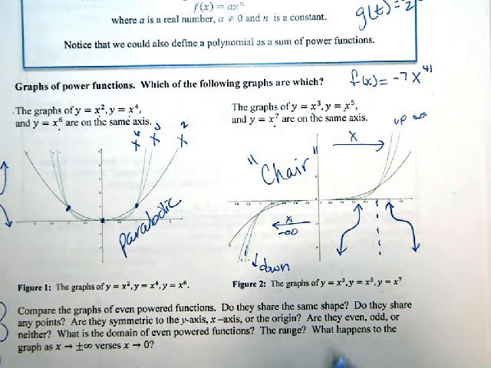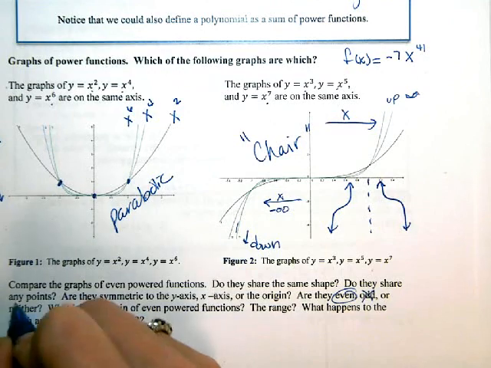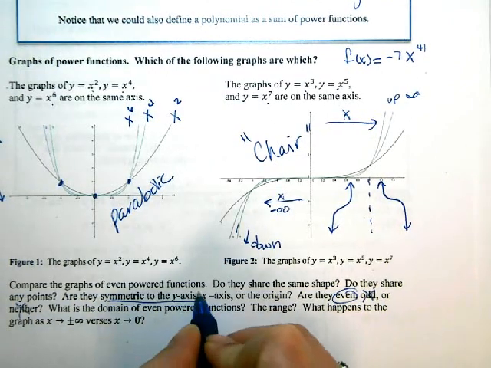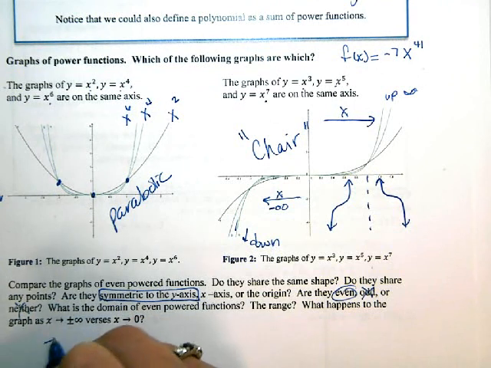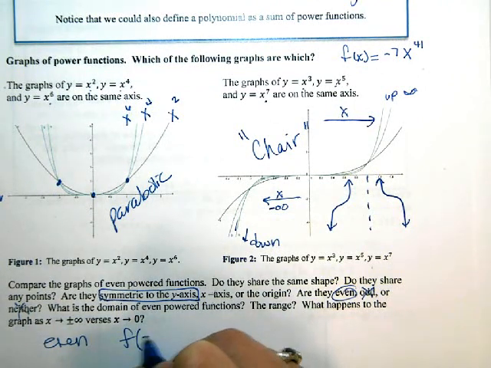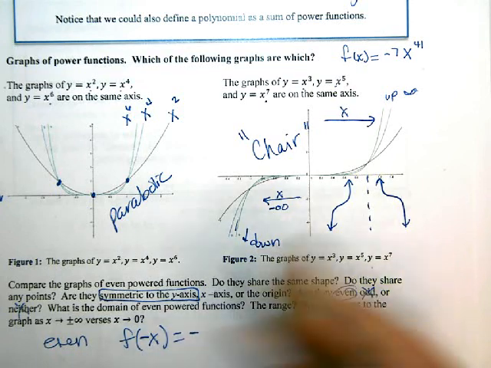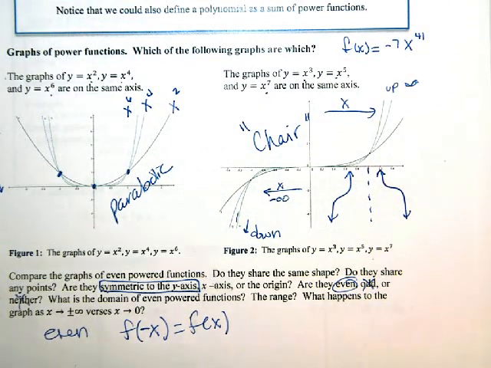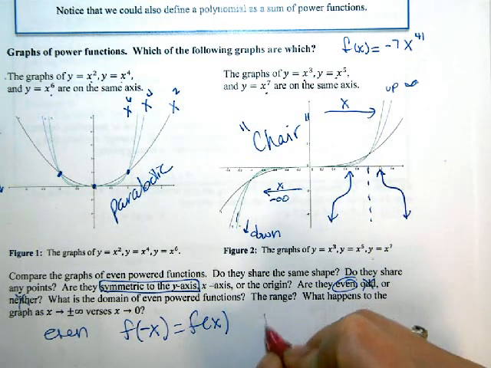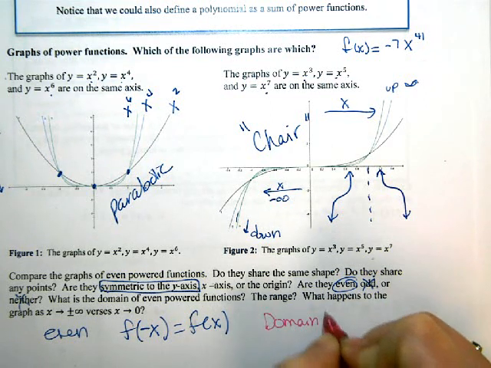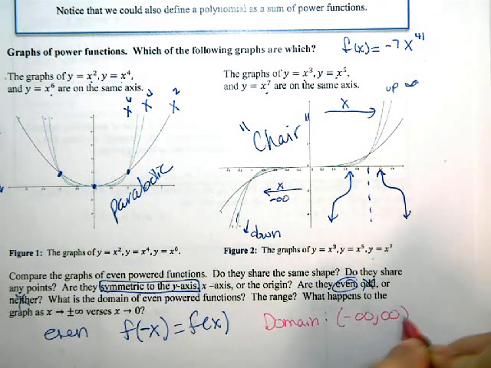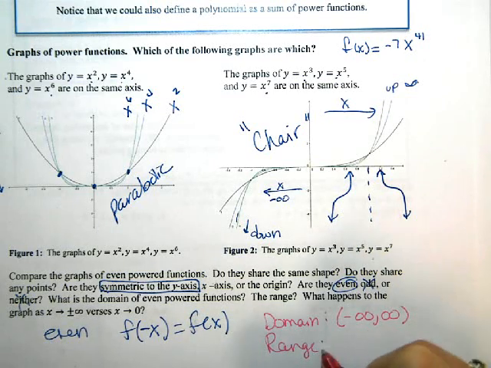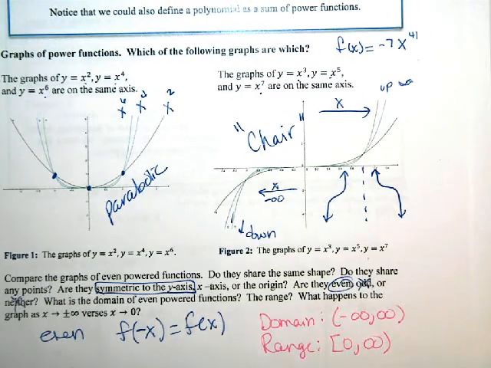They're called even functions. They're not odd or neither because they are symmetric to the y-axis. That's the definition. And just a quick reminder from the first week of class, you put a negative x in and you get the original function out. Okay? That's the definition of even. That's exactly what's happening in the parabola. The domain of all of the even-powered functions is all reals, but the range is 0 to positive infinity.